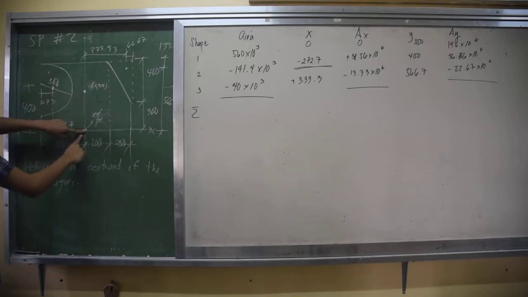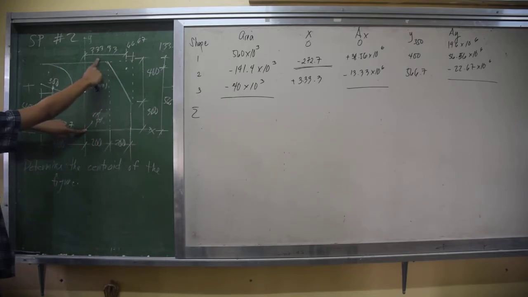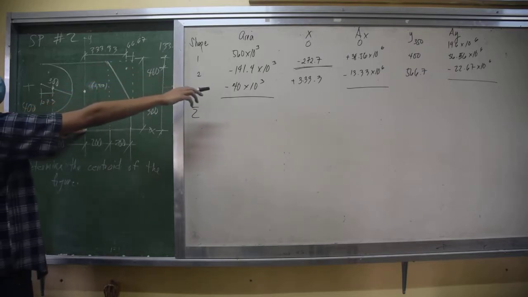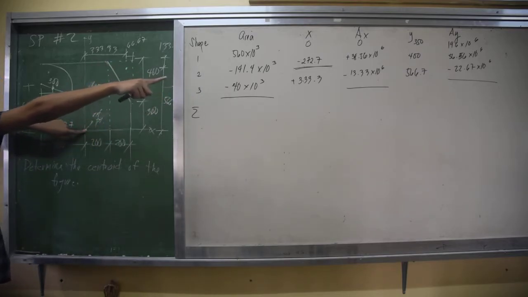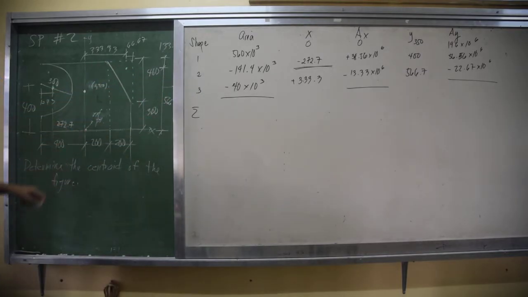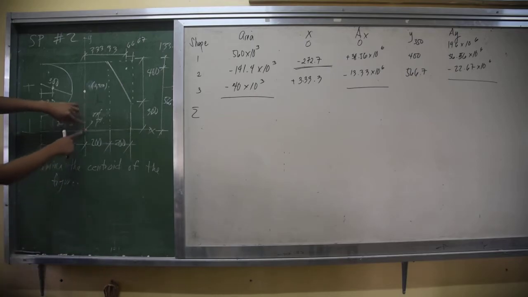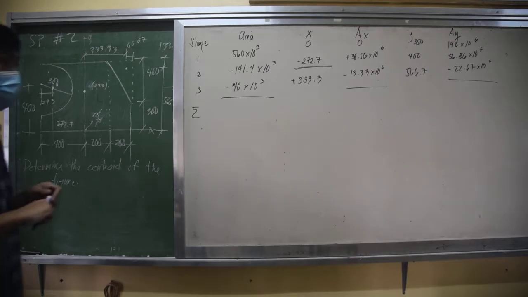Then, ito, yung centroid nitong triangle, which is 333.3. Nandun. Then your y is 566.67. Then yung sa rectangle, since yung reference point tumatama, kaya yung x niya is 0. Then yung y natin is 350.